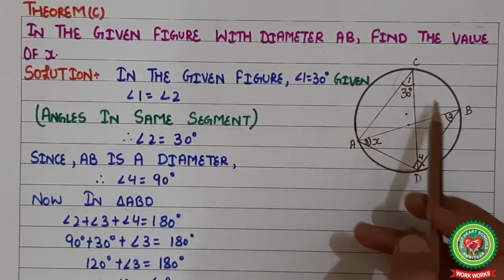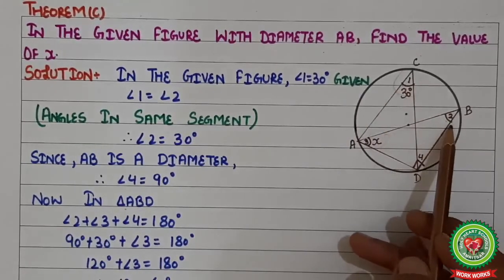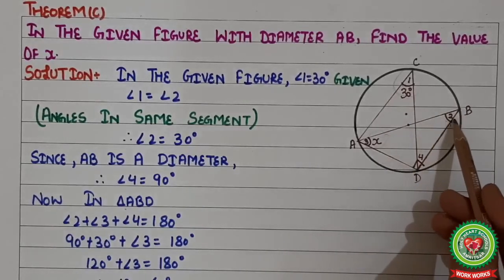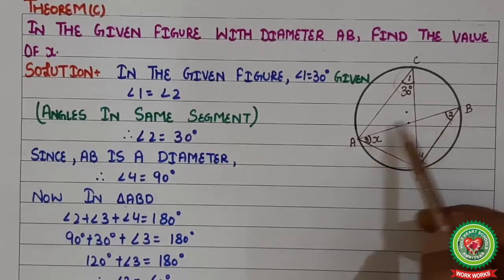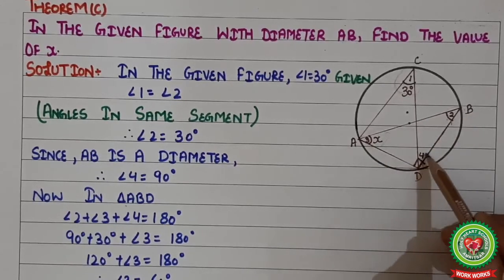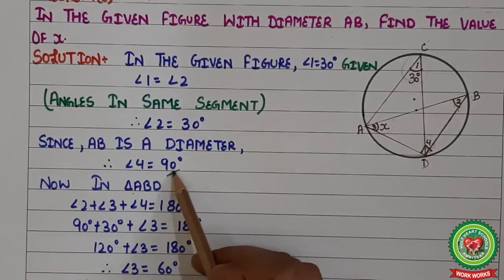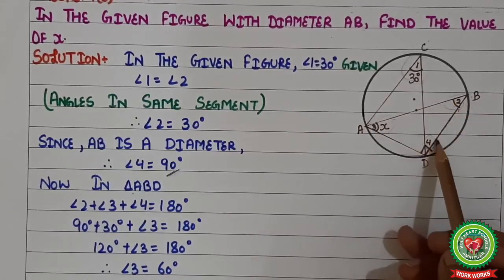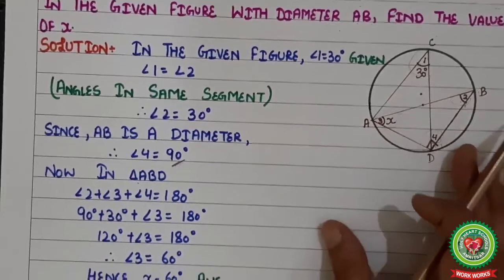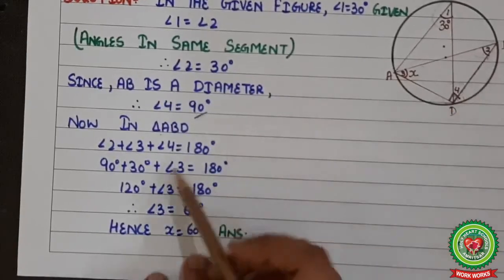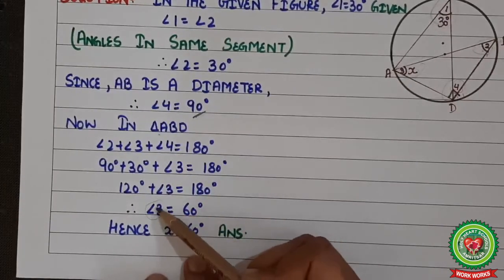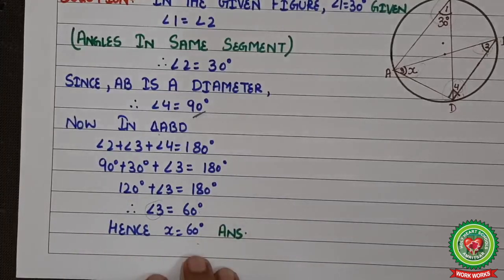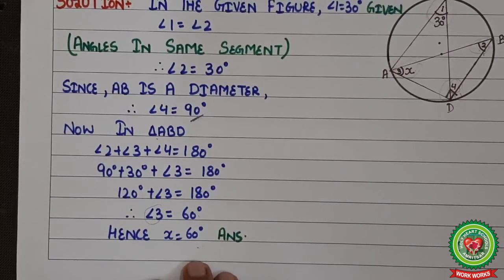So angle 1 is equal to angle 2 by theorem number 2, which we have done, angles in the same segment. So therefore angle 2 will be 30 degrees. Now children, as AB is the diameter, so the angle opposite to this, angle 4, will be 90 degrees. See this triangle, in triangle ABD, this angle is 30 degrees, this is 90 degrees. We can find this x by the angle sum property. Apply that property and from here we'll get angle 3 is equal to 60 degrees, which is the value of x. So this is the solution, means this is the application of theorem number 3.